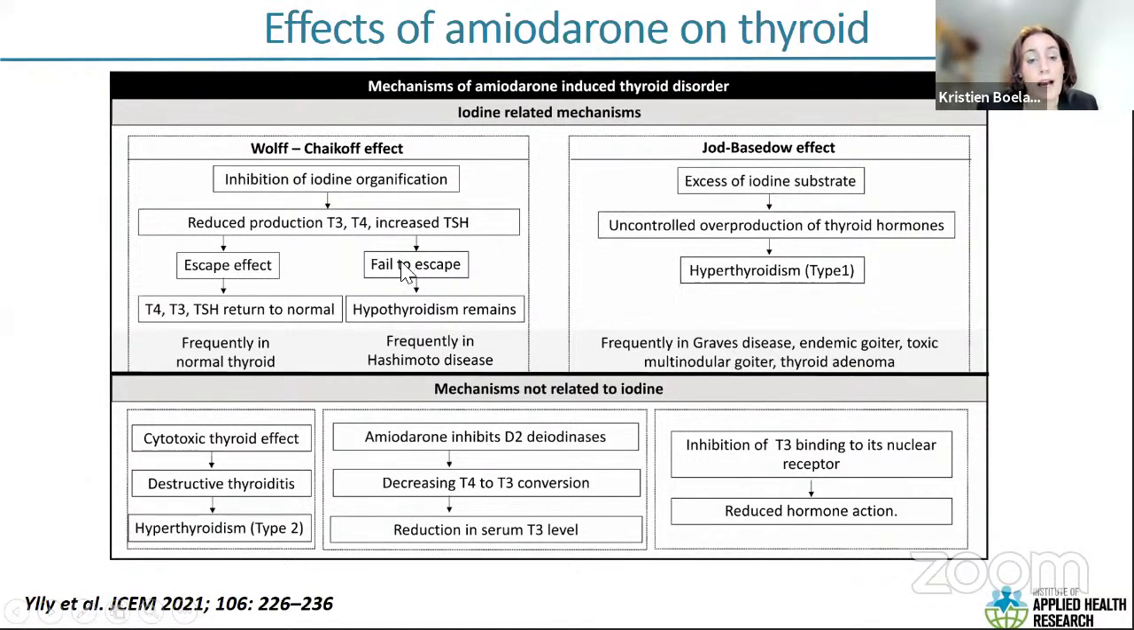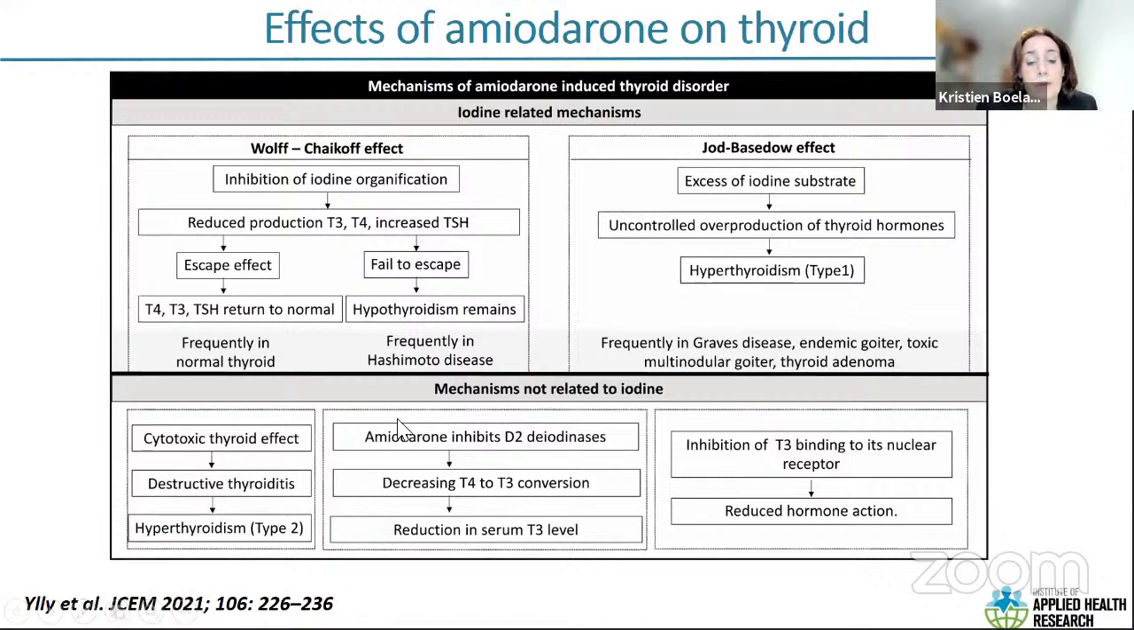In amiodarone-induced hypothyroidism, the effect that we see is the Wolff-Chaikoff effect, which is an inhibition of iodine organification. And if there is an escape effect, then the thyroid function generally returns back to normal. But if there's a failure to escape, then often hypothyroidism ensues. There are also cytotoxic effects from amiodarone, and that results in a destructive thyroiditis, and this is type 2. So it's type 1 and type 2 amiodarone-induced thyrotoxicosis that I will be focusing on.